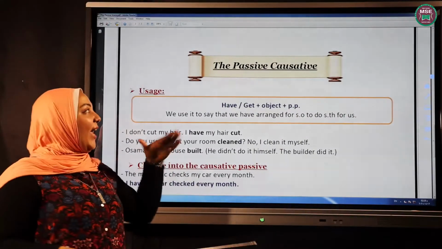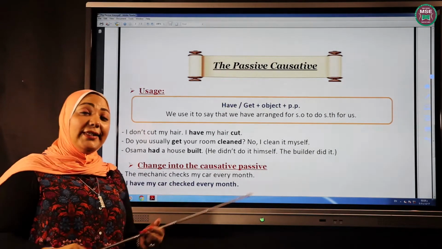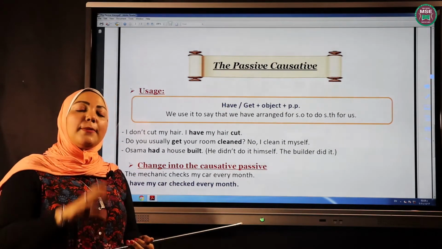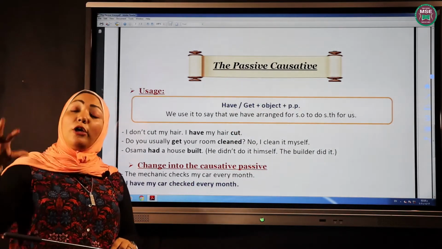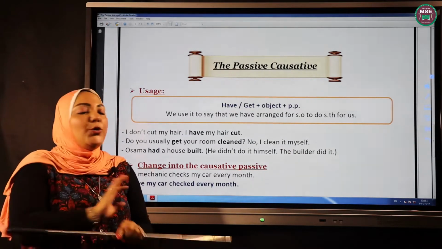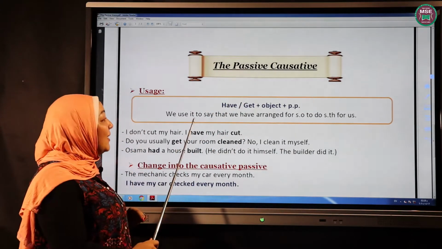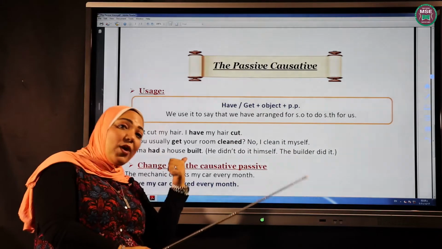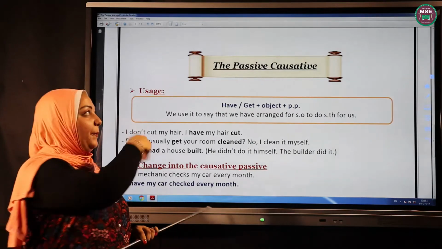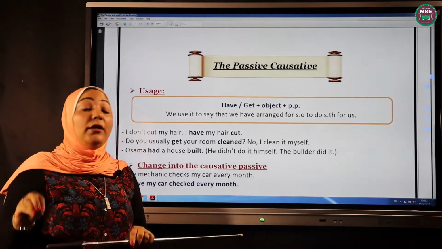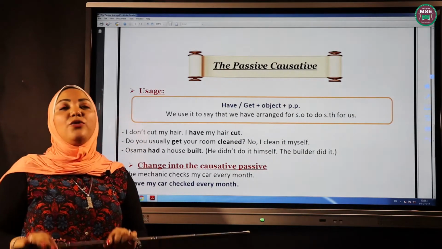Now, guys, after we have finished the steps of changing from an active sentence into the passive, we are going to deal with another form of passive, which is passive causative. What is the meaning of the word causative? It means that you are causing someone else to do something for you, so you are not the doer of the action. We use this form mainly to say that we have arranged for someone else to do something for you.